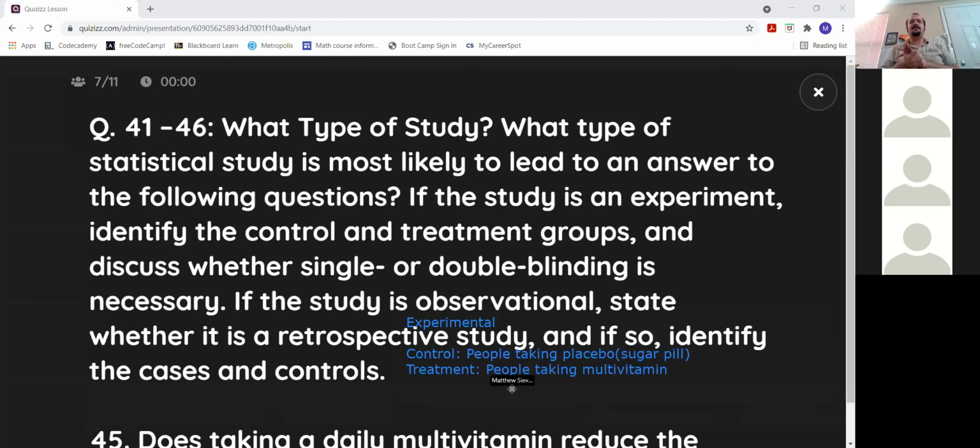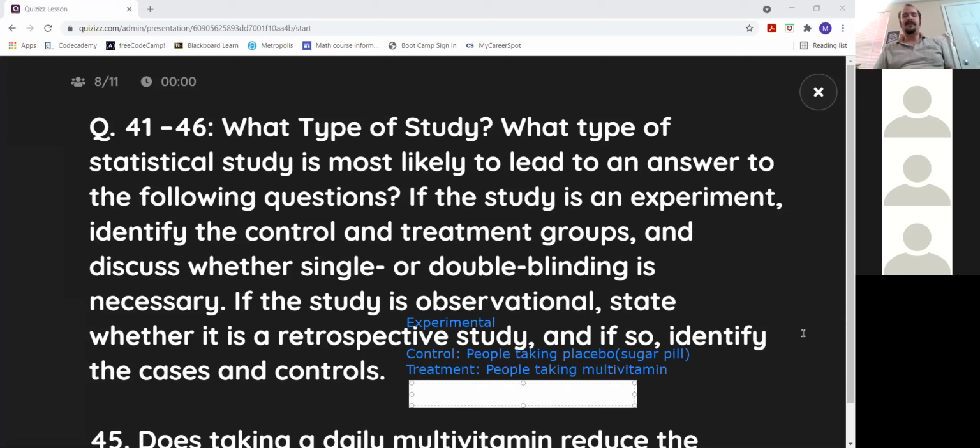We definitely want to do this experimental. Our control is going to be people taking a placebo. You're going to give them a sugar pill, say, hey, this is a vitamin, take it, see what happens. So if you're giving people a placebo and you're giving people a vitamin, is this thing going to be single blind? Yes. So this thing definitely should be single blind. Do I need to do this double blind? Not necessary.